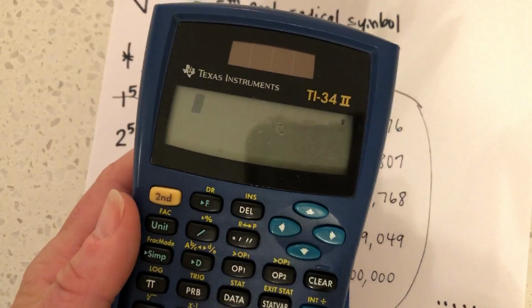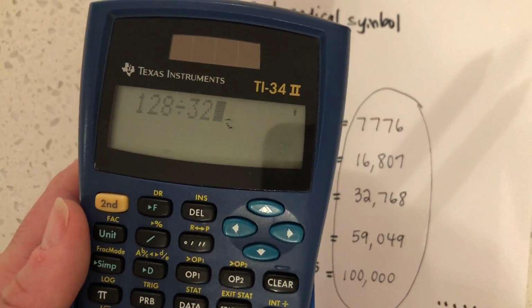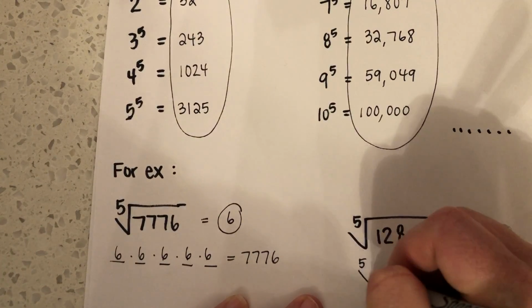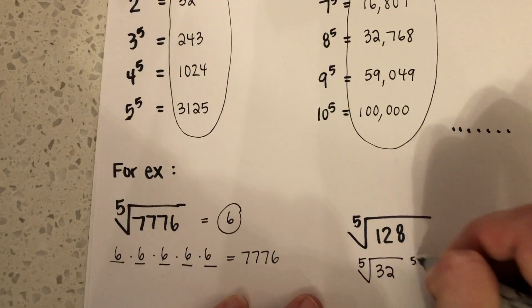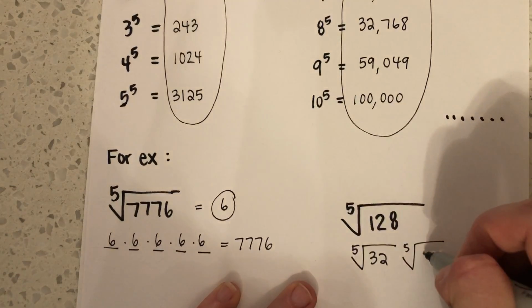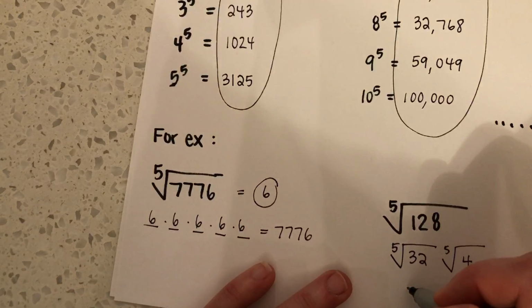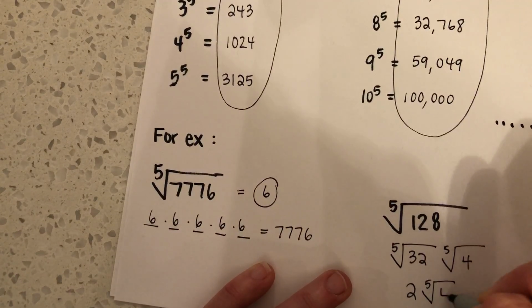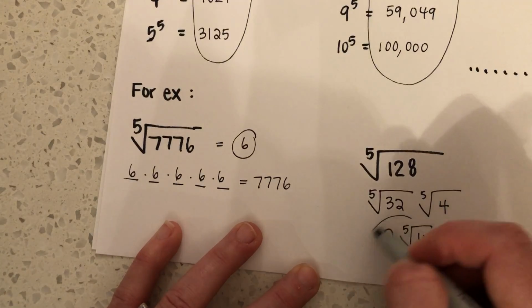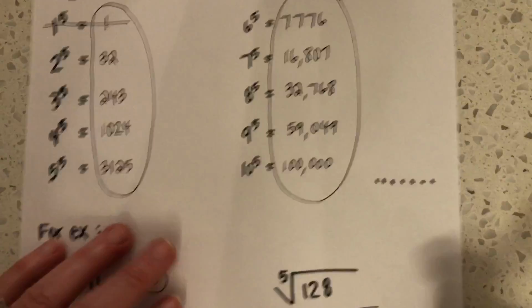So if 128 divides by 32, that means we can simplify it. And we can. All right, so that means we can break this up into the 5th root of 32 times the 5th root of, well, 32 times what gets you 128? And that is 4. So now the 5th root of 32 is 2. And the 5th root of 4 is your leftover part. So the 5th root of 128 simplifies to 2 times the 5th root of 4. All right, perfect.